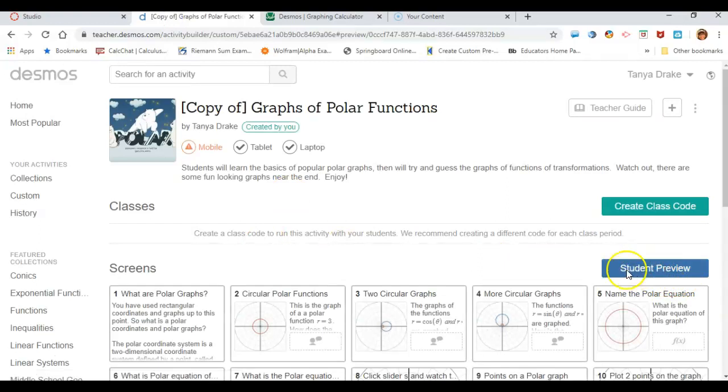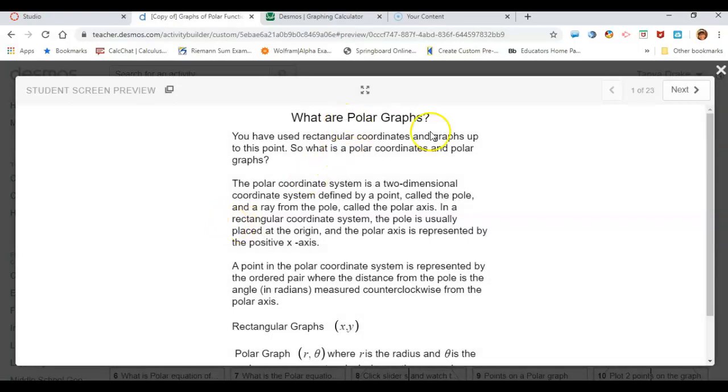preview. Okay, so the first thing you're going to see is this statement. It says, what are polar graphs? You've used rectangular coordinates and graphs up to this point, so what is a polar coordinate, or what are polar graphs? The polar coordinate system is a two-dimensional coordinate system defined by a point called the pole and a ray from the pole called the polar axis.